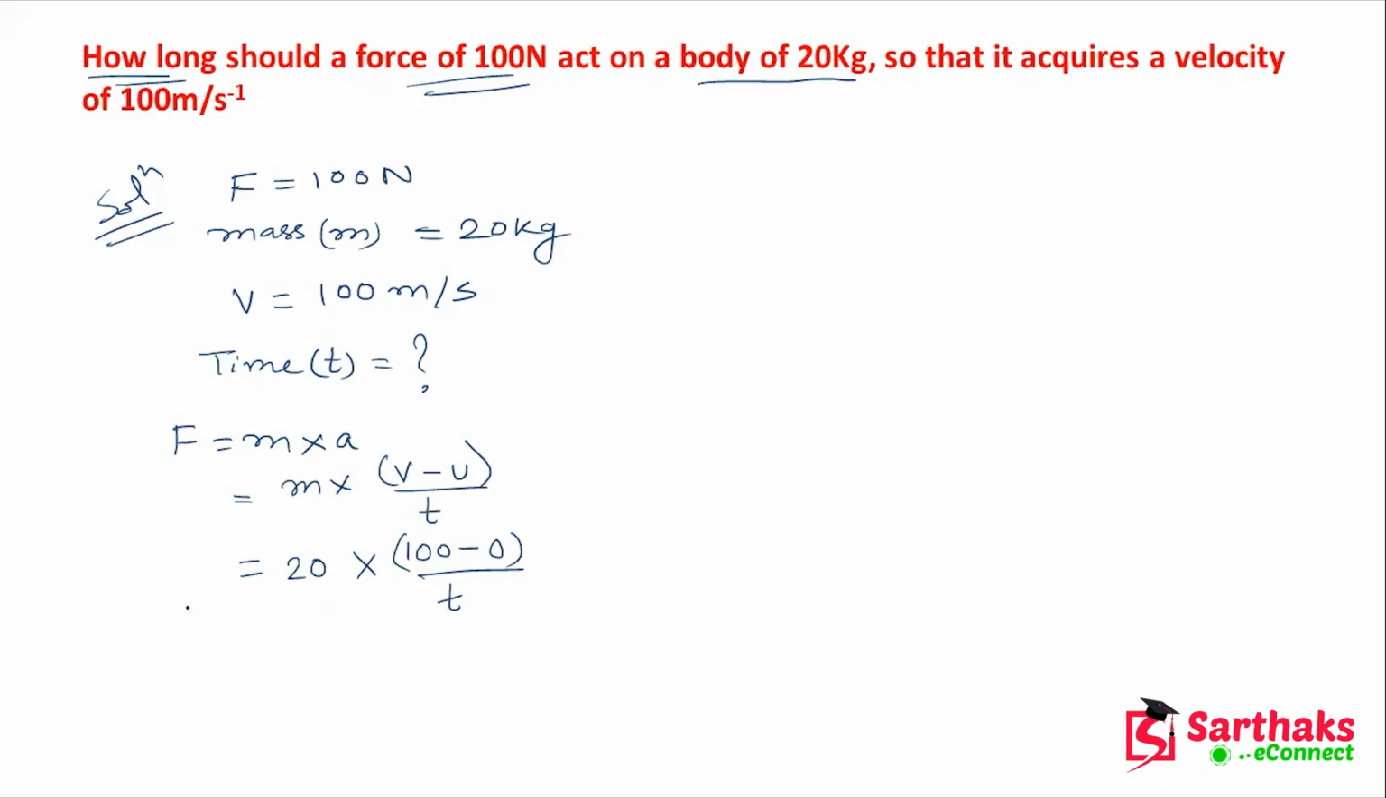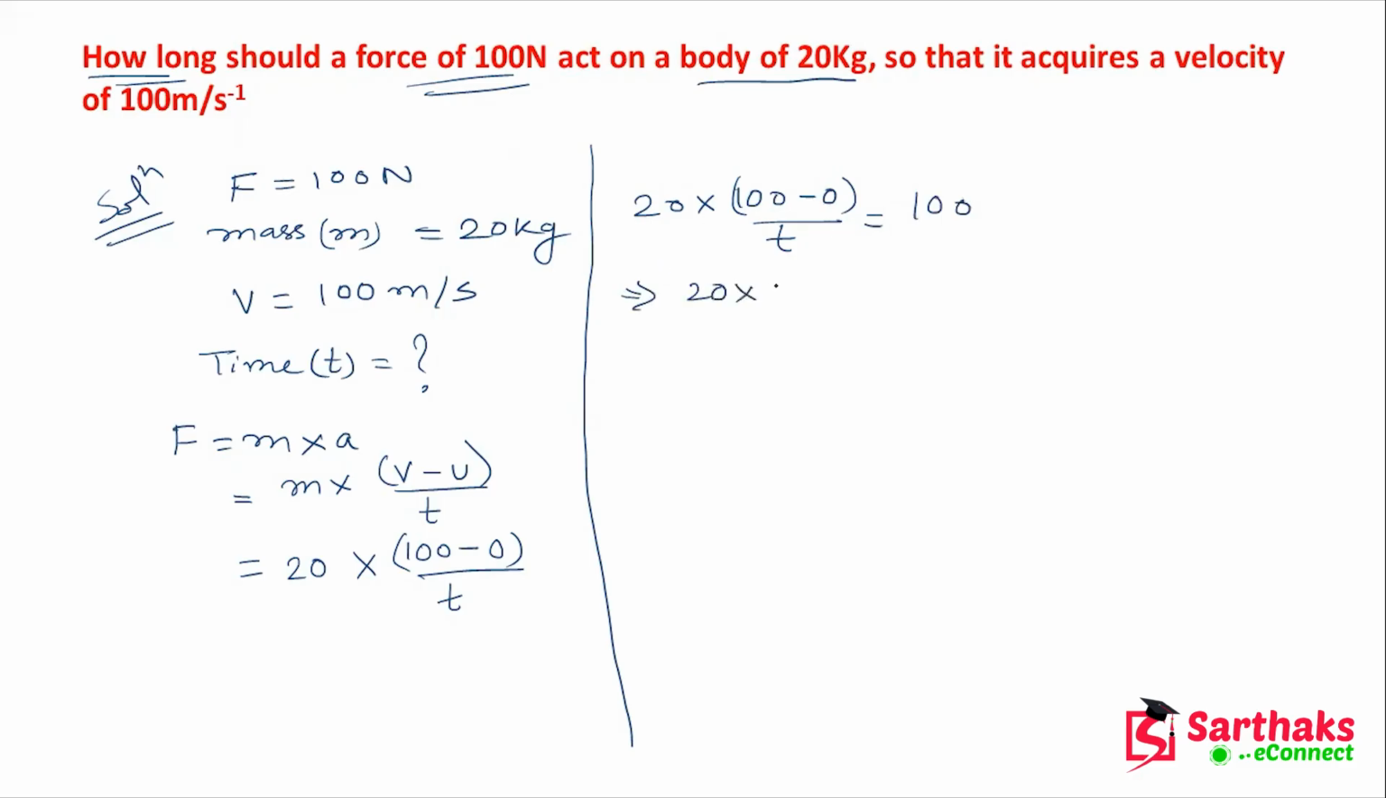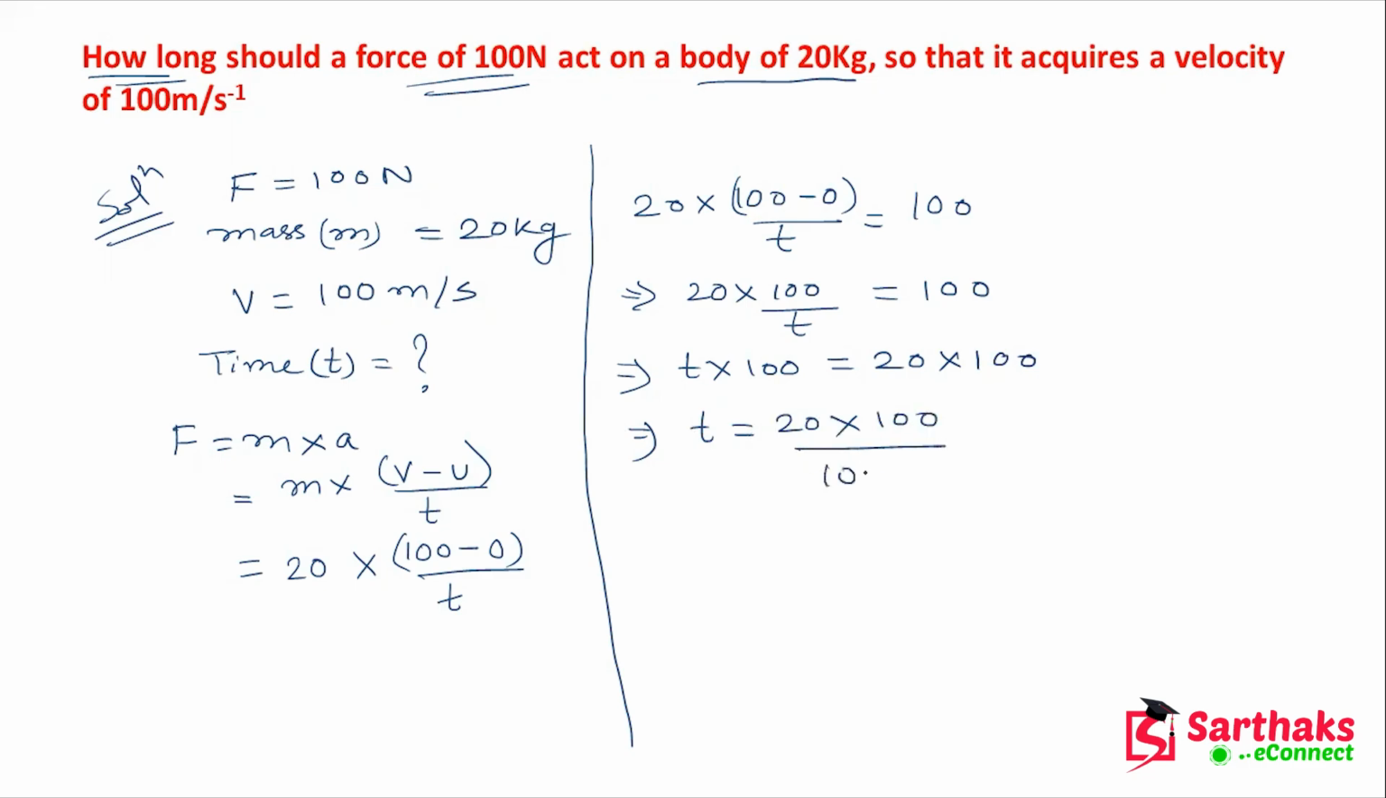Here the force has been given 100 Newton. So that means I am writing here 20 into 100 minus 0 divided by t, that equals 100 Newton. So from here we can write down 20 into 100 divided by t equals 100. So t into 100 equals 20 into 100. It implies t equals 20 into 100 divided by 100.